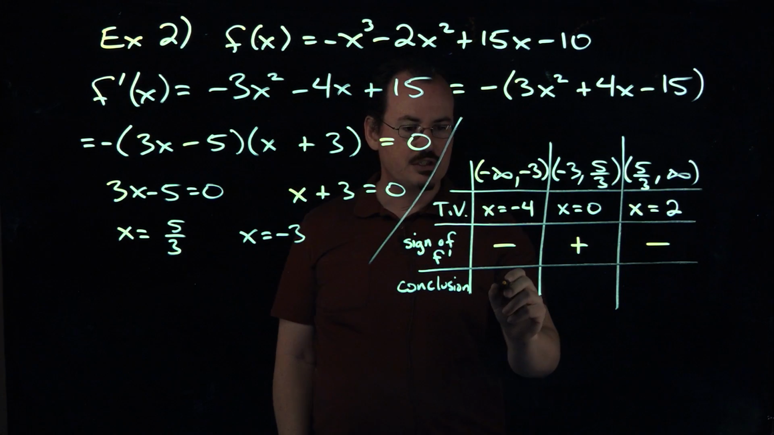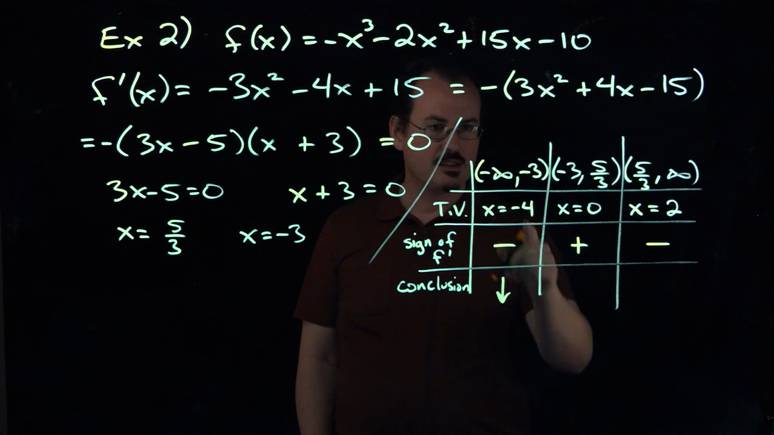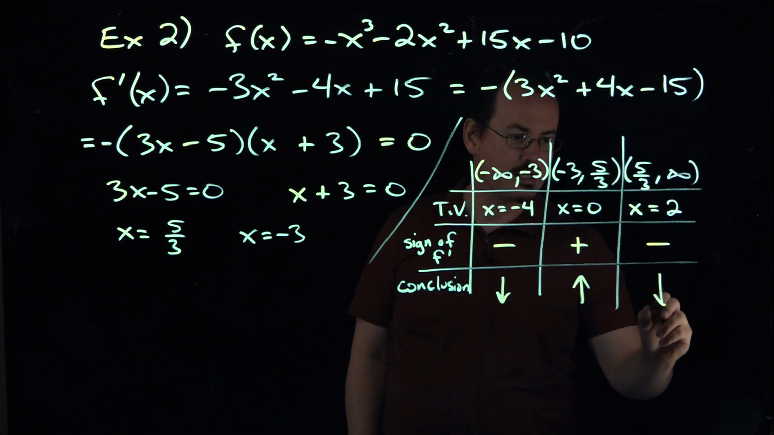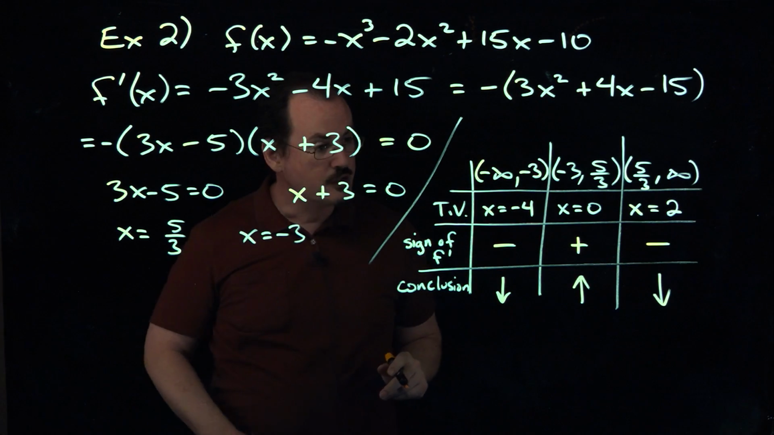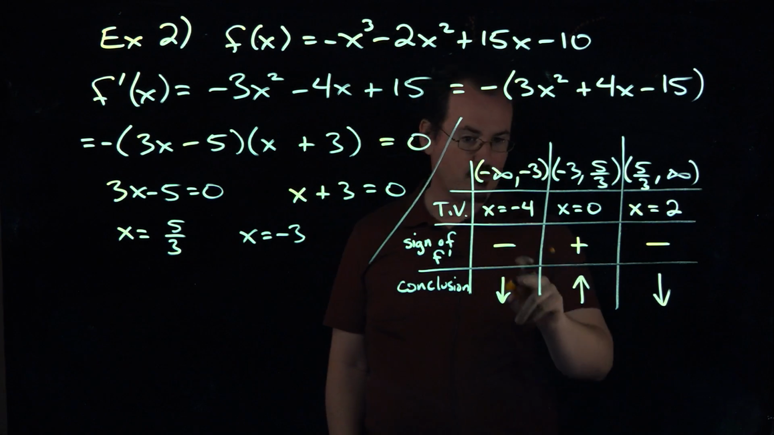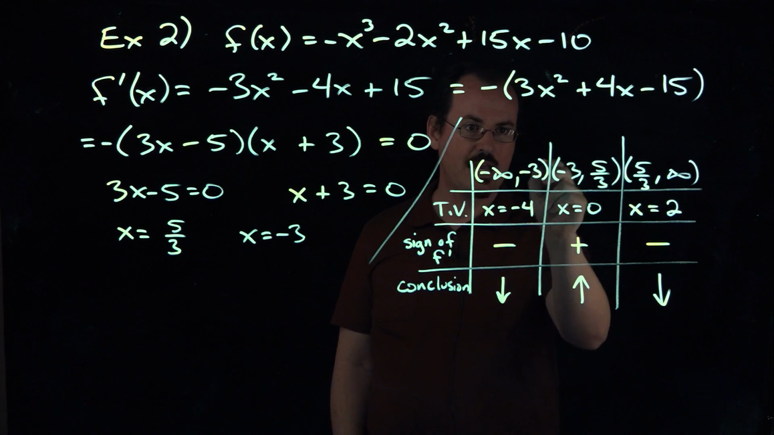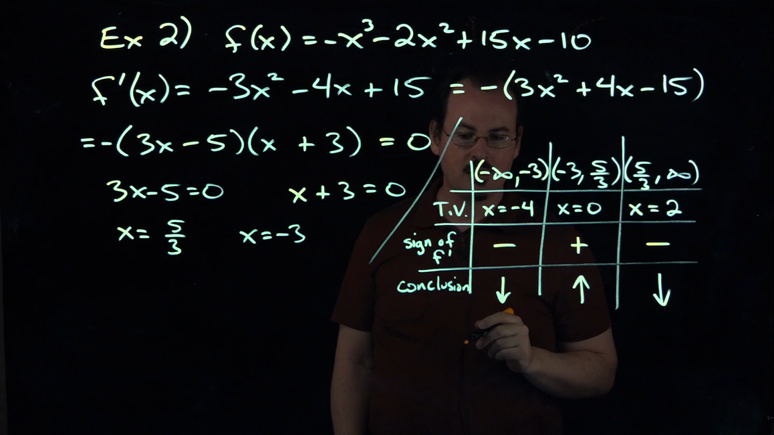So what is our conclusion? Our conclusion is the function is decreasing on that interval, then it's increasing on the second interval, and then it's decreasing again on the third interval. So what we want to notice here is that the function changed from decreasing to increasing at that critical number -3. Well, what does that mean?